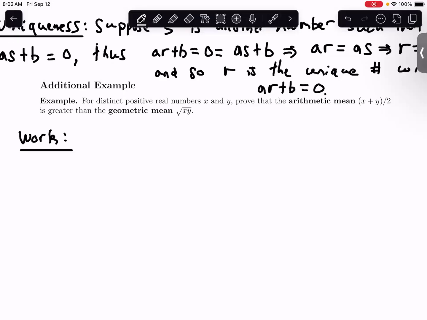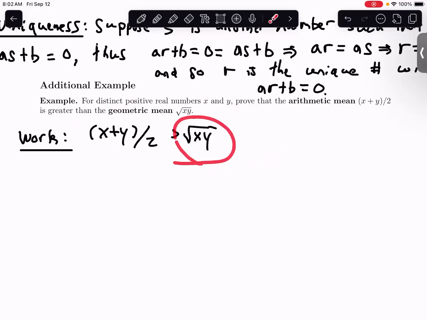And let's just start off with the inequality they want us to show. So (x plus y) over 2, and we want to show it's greater than the square root of x times y. We want to mess with this inequality to the point where eventually we get something we know is going to end up being true. So we're just going to perform some algebra. One thing you can do to get started is, we don't like square roots usually, so take the square of both sides.